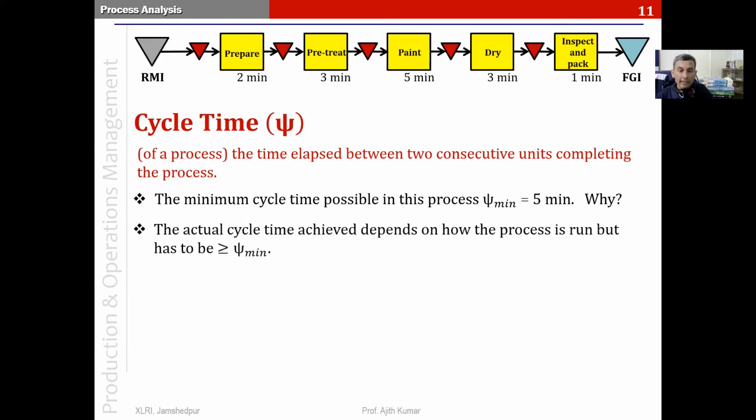It can't output two units in less than 5 minutes of time from each other. Now, the actual cycle time, like I just said, depends on how the process is actually run, and it has to be greater than or equal to psi min.